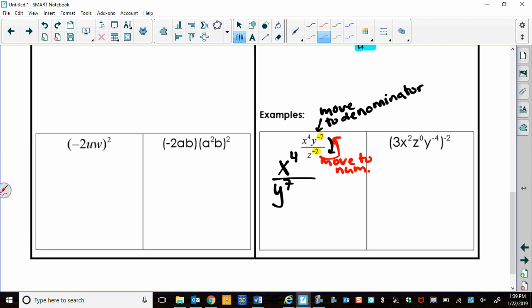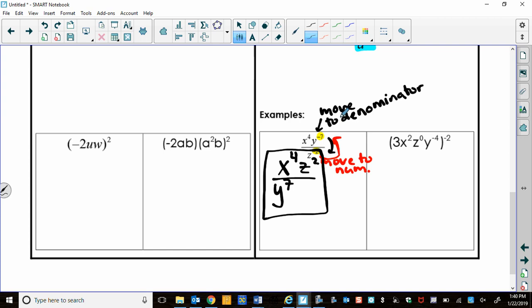So it'll be z to the positive 2 power. This is your final answer. Okay? So it's easier for you sometimes to see, okay, if this is negative, I have to go down. If this is negative and I'm in the denominator, I have to move up. It's just the opposites, okay?